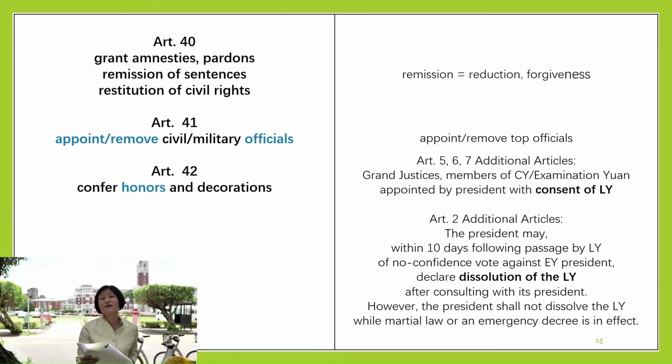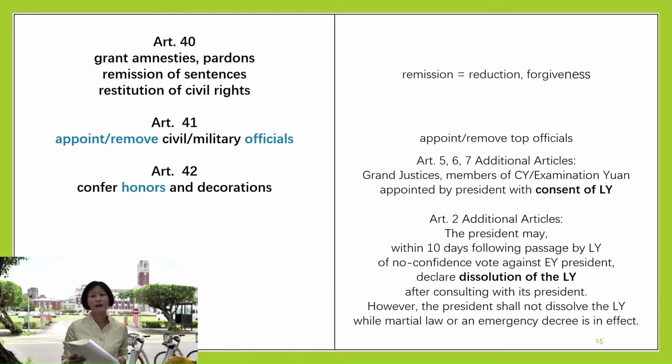On the positive side, the President, according to Article 40 of the Constitution, has the power to grant amnesties, to pardon criminals, and according to Article 41, also to appoint and remove civil or military officials. Some of the top positions are appointed by the President, but here we often need the confirmation of the Legislative Yuan. And now you might ask why.